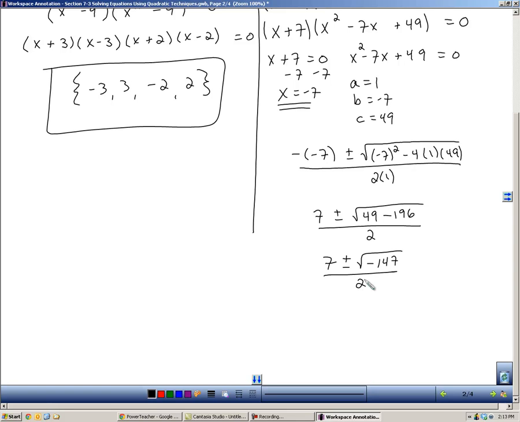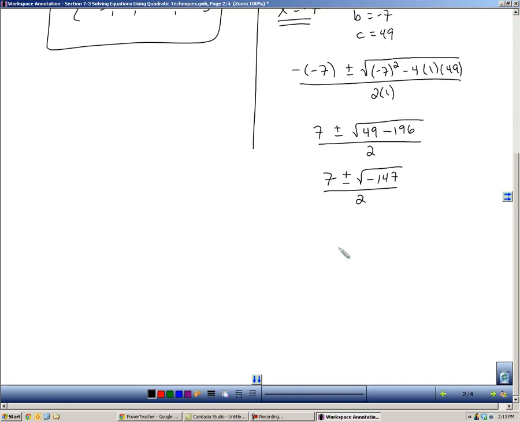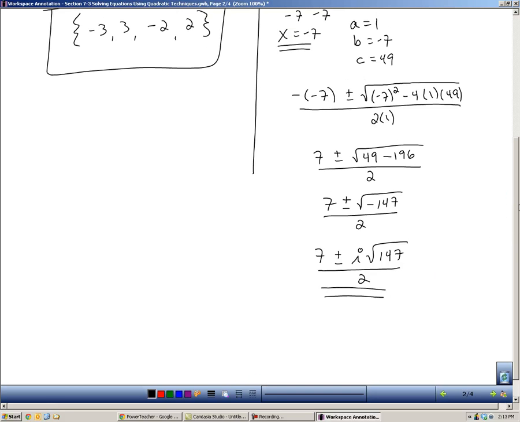Because we have a negative underneath the radical, hopefully you know that that means we're going to have some imaginary numbers. So I'm going to take that negative sign out by making it an i, because remember that's the square root of negative 1, times the square root of 147 over 2. So these would be my other two solutions, because there's a 7 plus and a 7 minus.